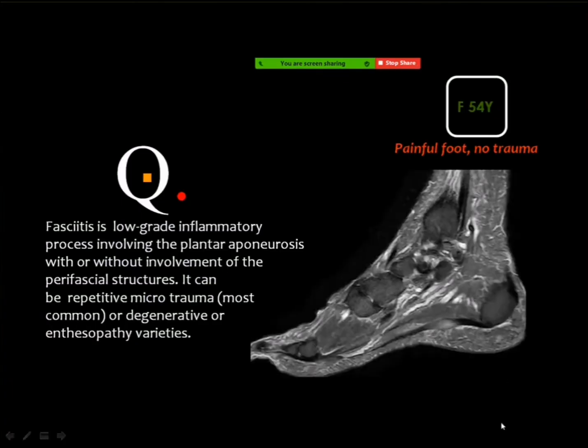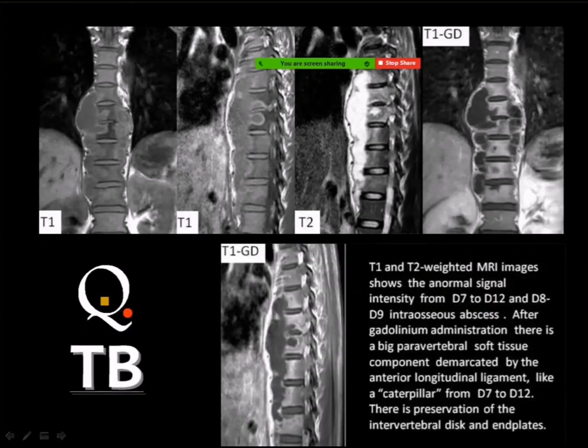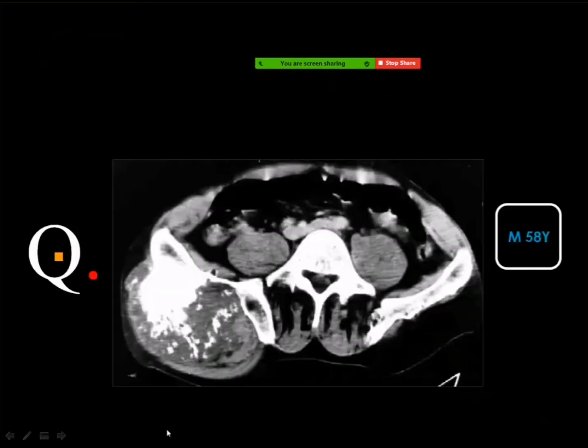So we finished this case, which is plantar fasciitis, and then we move to this case with a spinal lesion, an extensive spinal lesion in the dorsal spine, and this is T1, T2, and T1 post contrast. Some axial images, and this is TB of course. You remember that in TB of the spine, one of the signs is the extensive subligamentous spread, and this is a characteristic in this case.